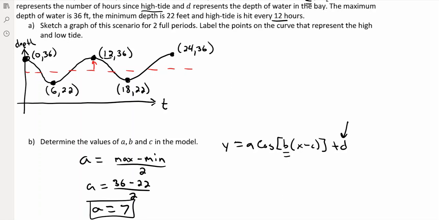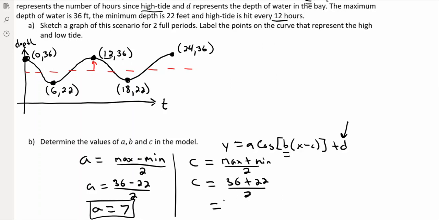So now we'll find our B value. For our B value, we're going to need to know what the period is, right? Because B, well, here, you know what? Let's find C while we're at it. Sorry for jumping around. Let's find our C value, which is like our D value typically. C will be just the average between 36 and 22, for that midline. So this would be your max plus your min divided by 2. So C would be 36 plus 22 divided by 2, so 29.